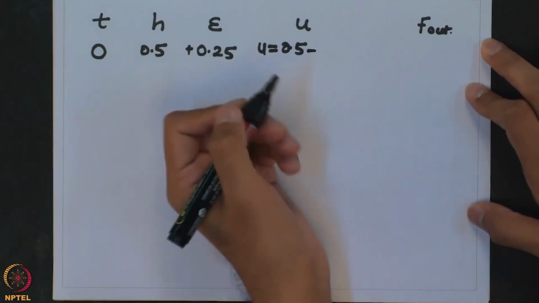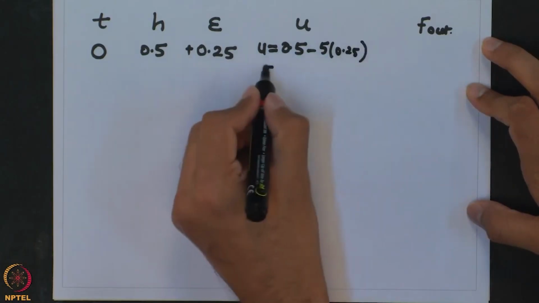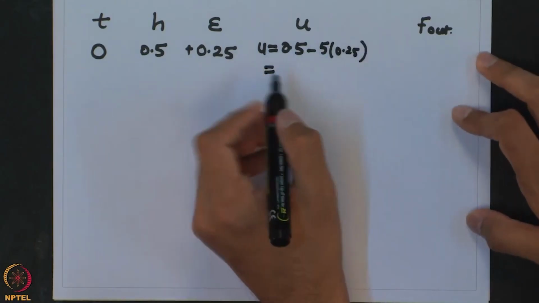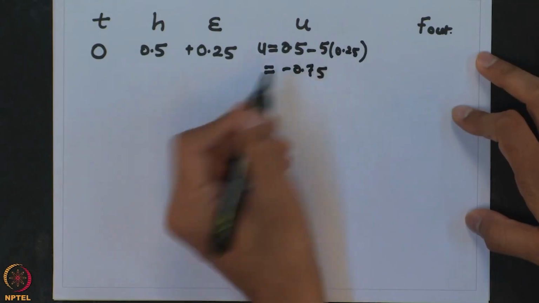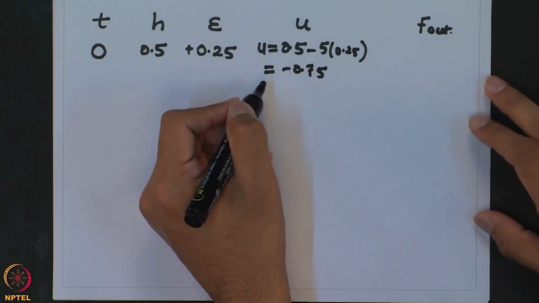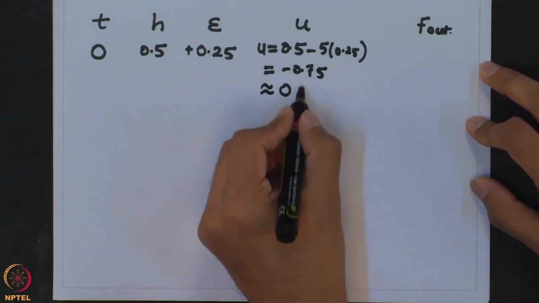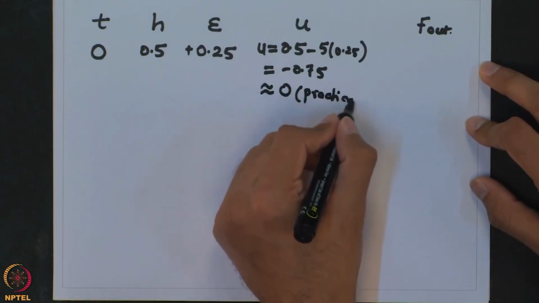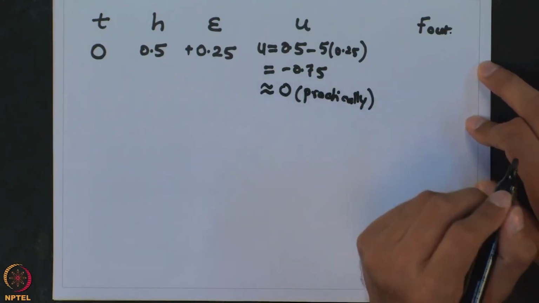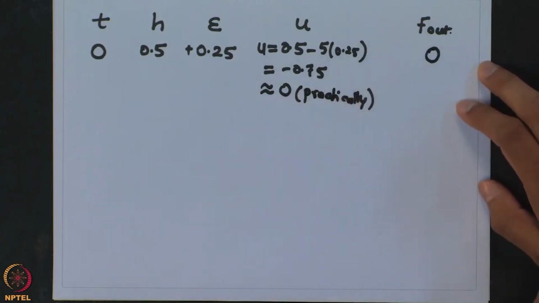So, it will be minus 5 times error, which is 0.25, which comes out to be minus 0.75. So, it says that the controller output has to be minus 0.75, but the valve can only have opening between 0 and 1. So, practically it is equal to 0. That means the valve completely gets closed and the outlet flow rate becomes 0. So, suddenly from 0.1 meter cube per second, the outlet flow rate has suddenly stopped to 0.